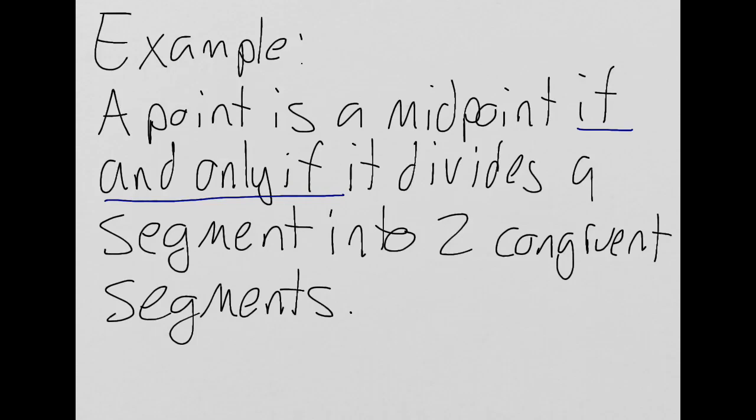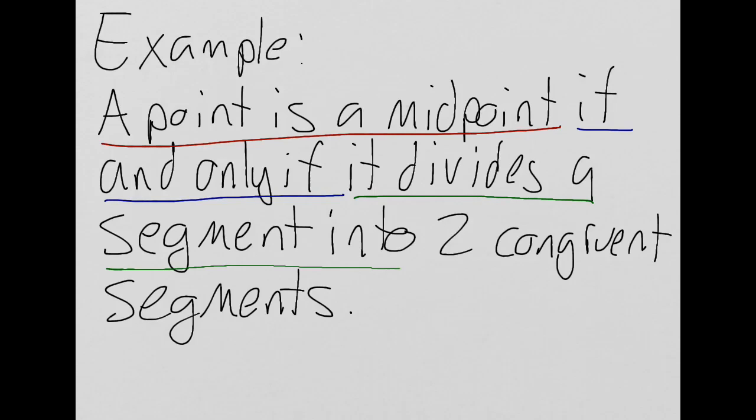So before the if and only if, I have a point is a midpoint. And then after the if and only if, I have it divides a segment into 2 congruent segments. So I'll call this first one, a point is a midpoint, my P. And then this one afterwards, it divides a segment into 2 congruent segments, is going to be my Q. So I have my P and my Q.